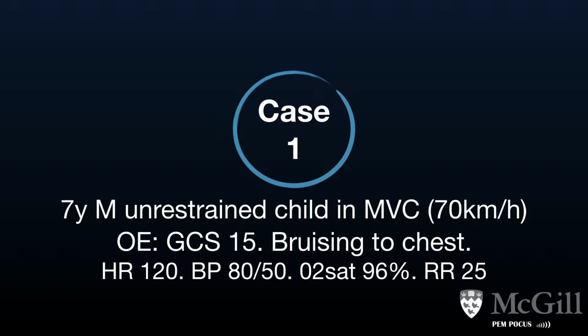Let's go through a first case. A 7-year-old boy presents to the emergency department. He was an unrestrained passenger in an MVC at 70 kilometers an hour. On presentation, his GCS is 15, he has bruising on his chest. His heart rate is 120, his blood pressure is 80/50, he's saturating 96%, and he's breathing at 25.